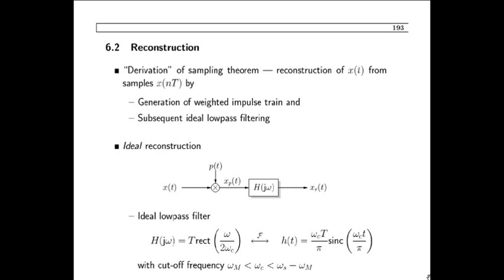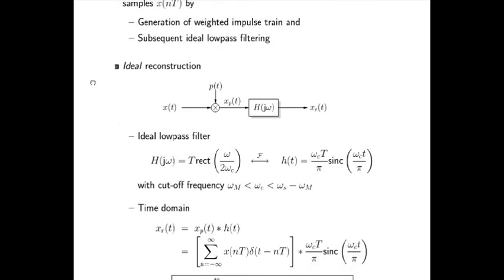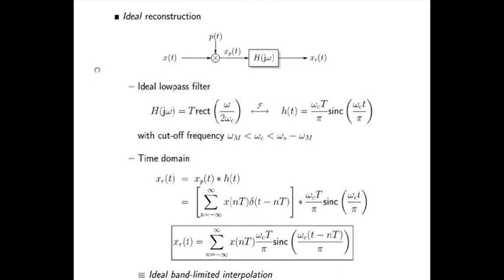In this tutorial, I will start with reconstruction. So, what is actually reconstruction? It is the derivation of the sampling theorem, or we can say that we are going to construct our signal x of t from the samples x of nT. And how are we going to do that? We are going to do that by generating weighted impulse trains and subsequent ideal low pass filtering. So now let's start with the ideal reconstruction.